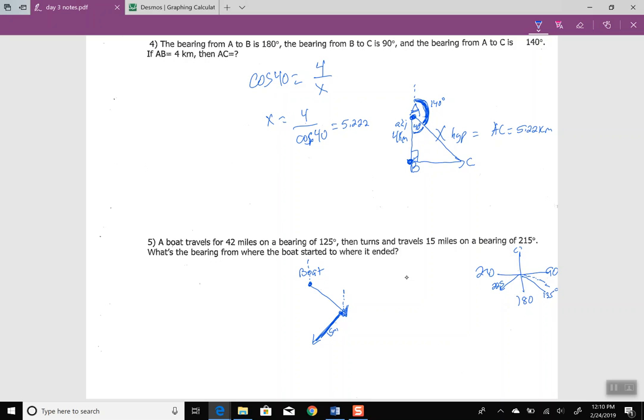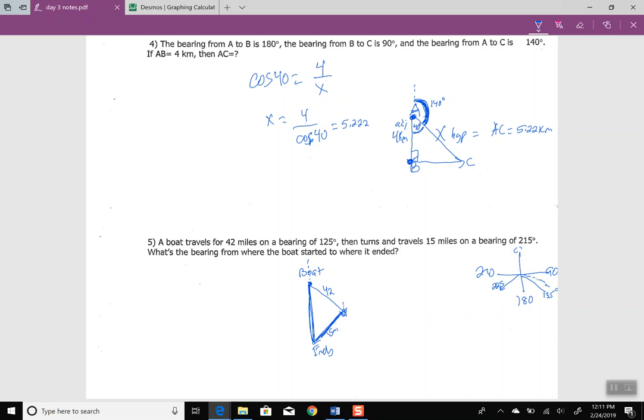What's the bearing from where the boat started to where it ended? So the bearing is from where it starts. It started here, and then it ends here. So I want to know the bearing from here all the way down to here. Okay, so I'm going to connect this line. And I was told that he traveled 42 miles in that direction. So this was the 125. And then from here, he turns and does 215.